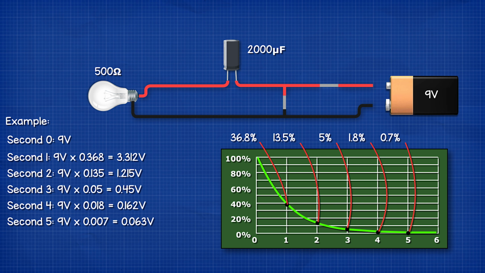So the lamp will be illuminated for just under 3 seconds. Obviously, this will become dimmer towards the end of the 3 seconds.